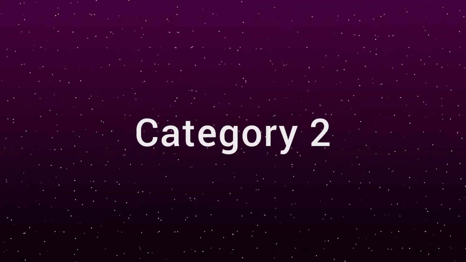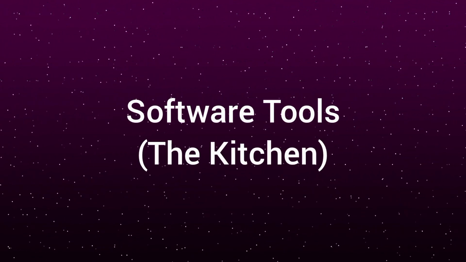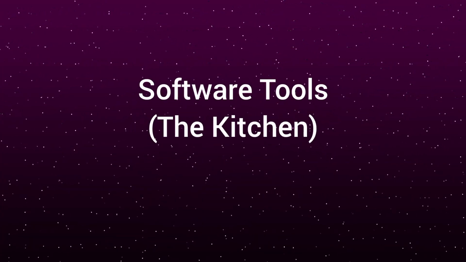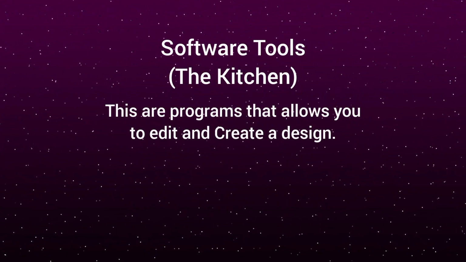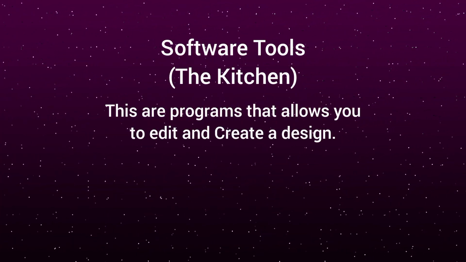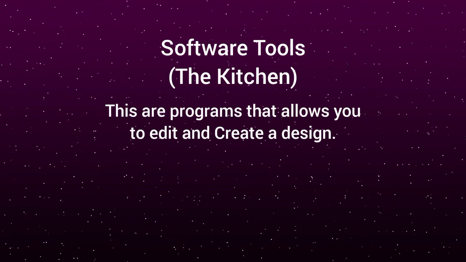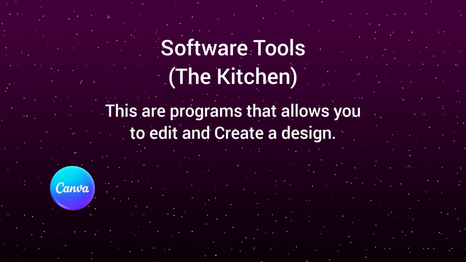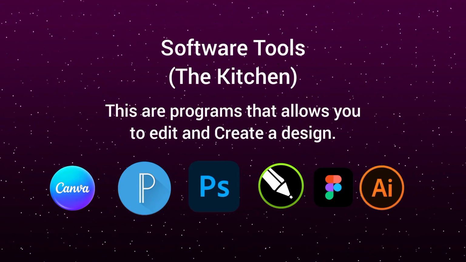At category 2, we have software tools, which I would like to call the kitchen of a designer. These are your primary workspace. They are programs that make design possible. They allow you to manipulate, combine, and arrange your text, images, and colors. In this category, we have the likes of Canva, Pixlr, Photoshop, CorelDRAW, Figma, Illustrator, and so on.